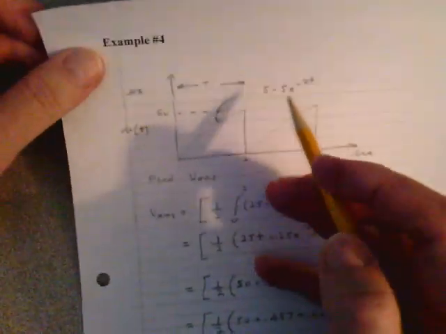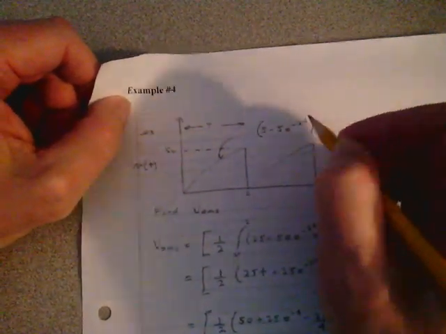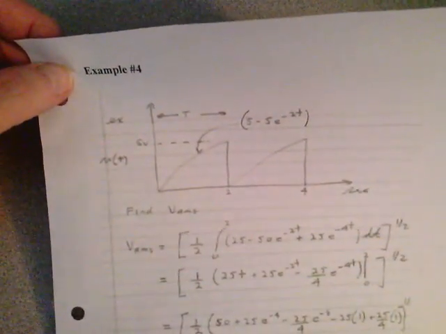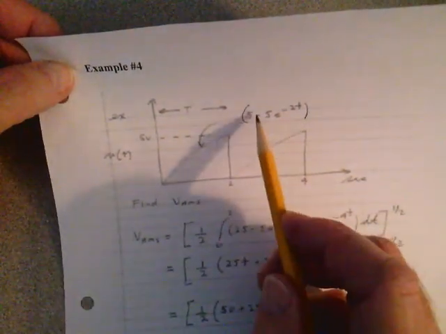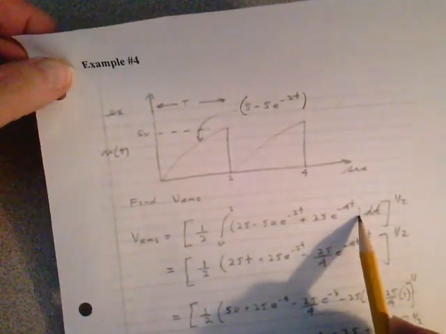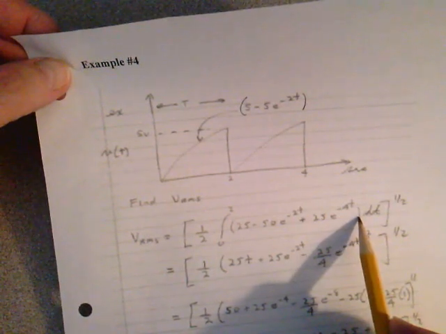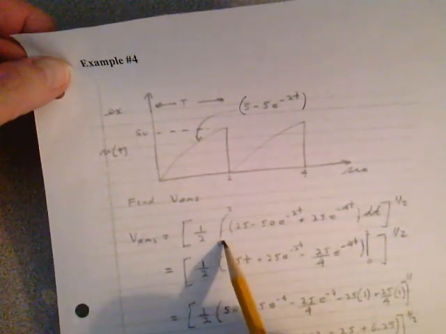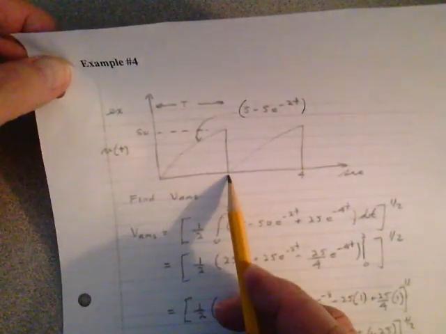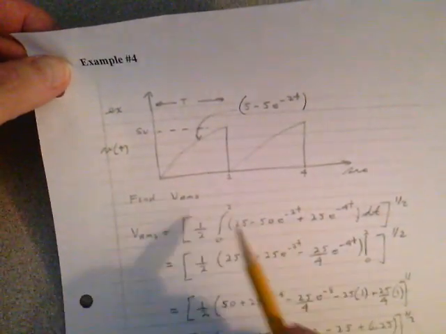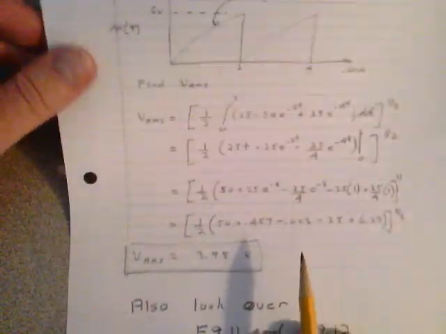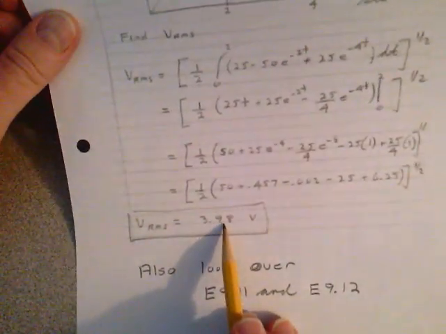So I take, there is the definition right there. That's the equation of that line. First step is I have to square that, and that's what I did. I squared it. Then I take the average of it. How do you take the average of it? You integrate it between 0 and 2, 1 over the period. Take the square root of it. I just worked through the math. Simple math. 3.98 volts is the answer.